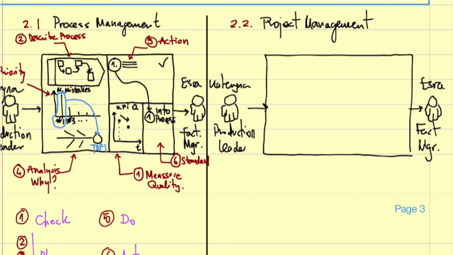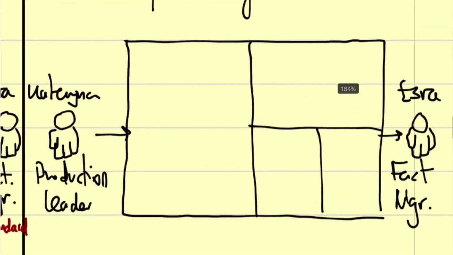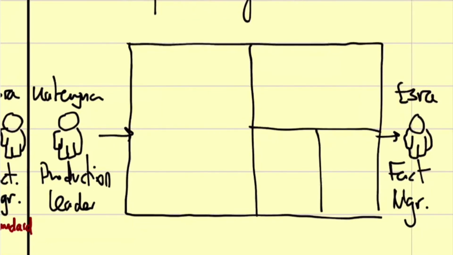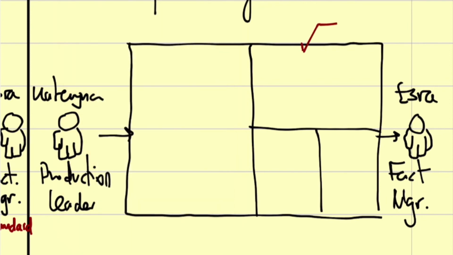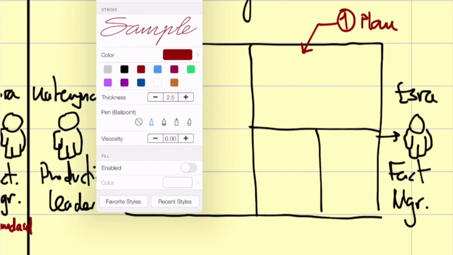And now we don't have a process, we have a project. Okay, so things are different. Now we want to transfer one production line to the factory in Hong Kong. Okay, so the first thing we do is we create a plan. First step is to create a plan. A rough idea of what we want to do.